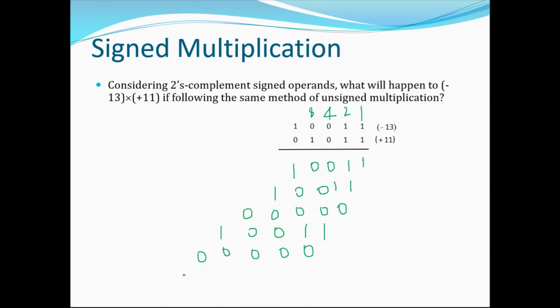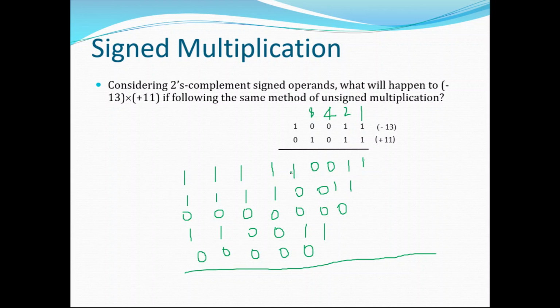Now perform the addition. But before performing the addition, we have to be careful. We should extend the sign of the number. If you extend the sign bit of this number, this sign is 1, so you will get a 1 here, a 1 here, a 1 here, and a 1 here. Again, if you extend the sign of this number, you will get 1 here, 1 here, and 1 here. If you extend the sign of this number, this is 0, so for 0 there is no sign, 0 0. If you extend the sign of this number, you will get 1 here, right? Fine.